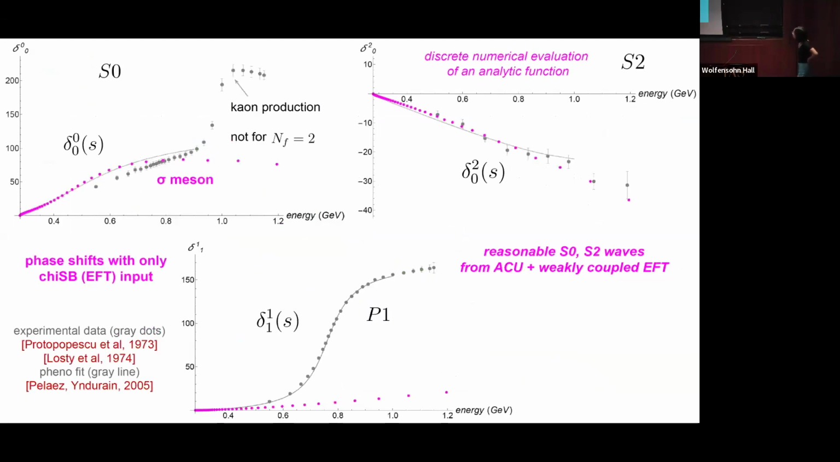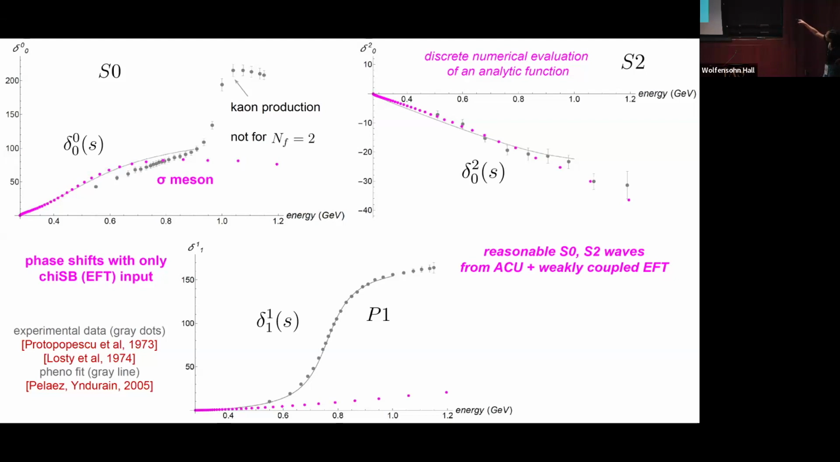So the results are shown in these three plots, where I'm plotting the phase shifts for S0, S2, and P1 as a function of the center of mass energy. And let me specify that since this is a numerical computation, what I'm plotting in these magenta points are discrete numerical evaluations of some analytic function. And for comparison, I also plot experimental data on this phase shift. We can see that with this simple low energy input, the S0 and S2 waves already look quite like the experiment.